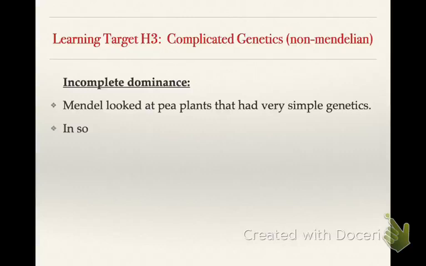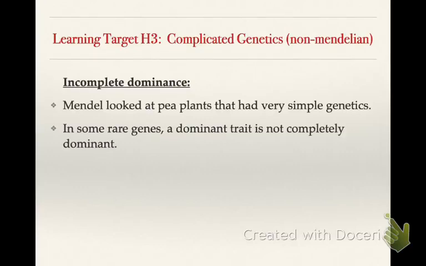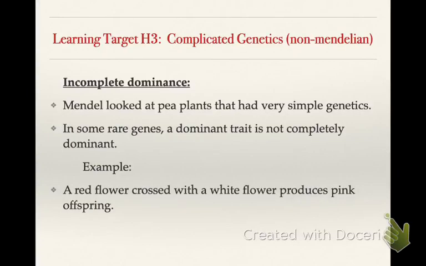So Mendel looked at pea plants that had really simple genetics, and with some rare genes, a dominant trait won't be completely dominant. It won't completely cover the effect of the recessive. These are extremely uncommon. Every biology textbook I've ever seen, which is a whole bunch of them, they always talk about these flowers. I want to say they're pansies, I don't remember. It doesn't matter. But there's this one rare breed of flower that produces either red flowers or white flowers. And if you breed a red one with a white one, you get pink offspring. Yeah?